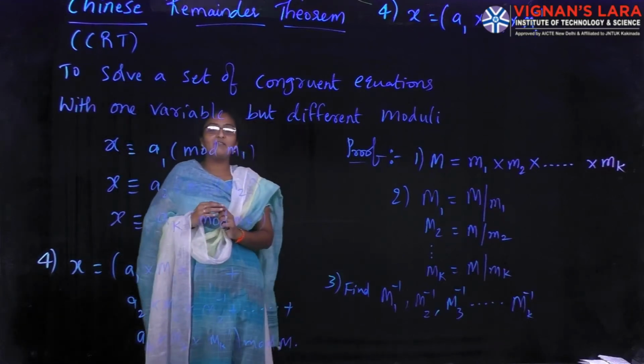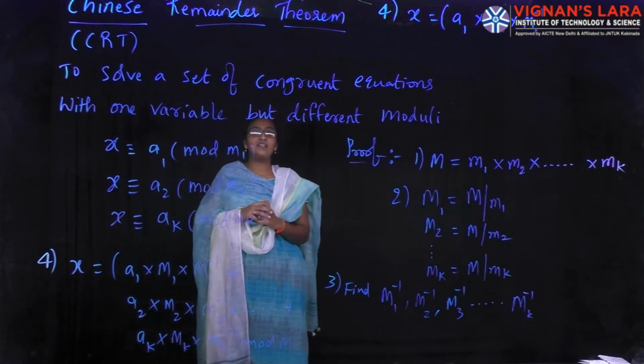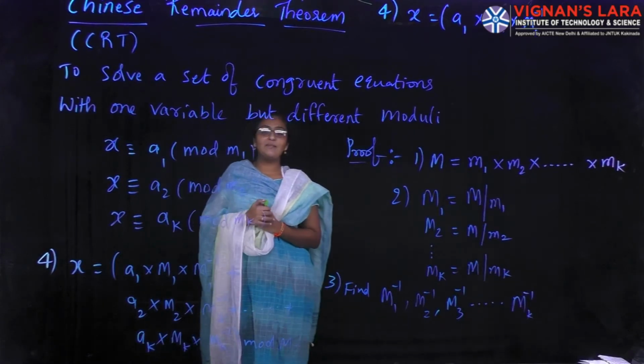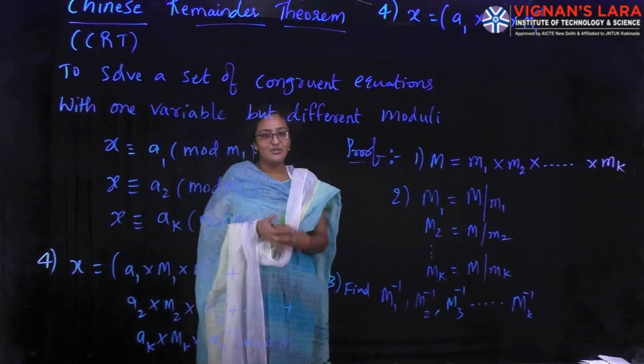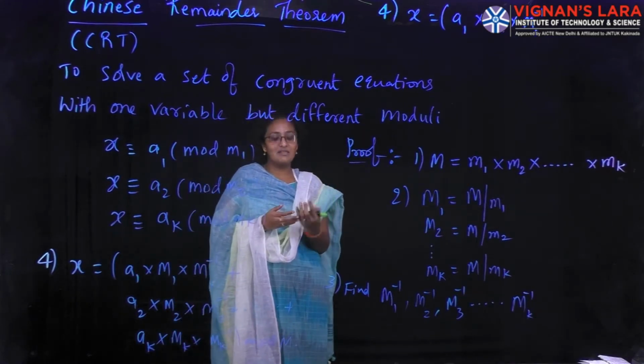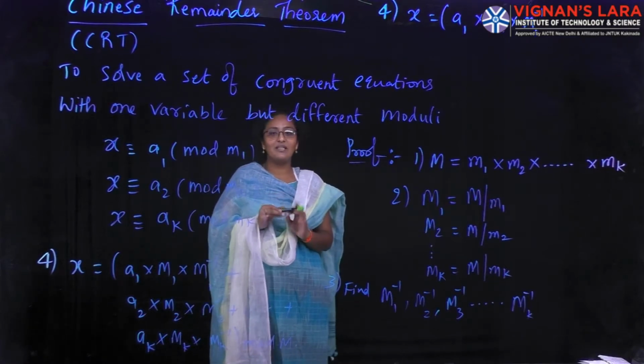So good morning everyone. Today let us discuss the Chinese remainder theorem. Actually, what we discussed in the last class is mathematics of asymmetric cryptography. So we have discussed unit 1 in CNS, we have discussed unit 2 also in CNS. What is this mathematics of asymmetric encryption?